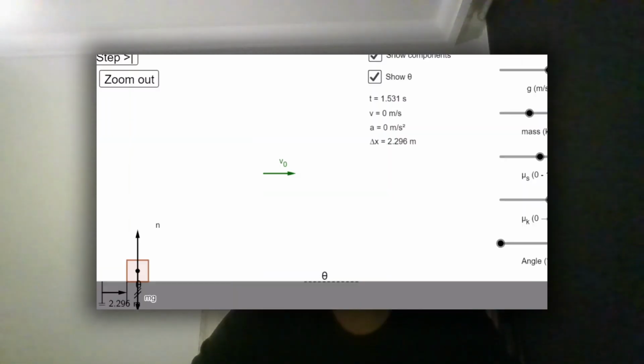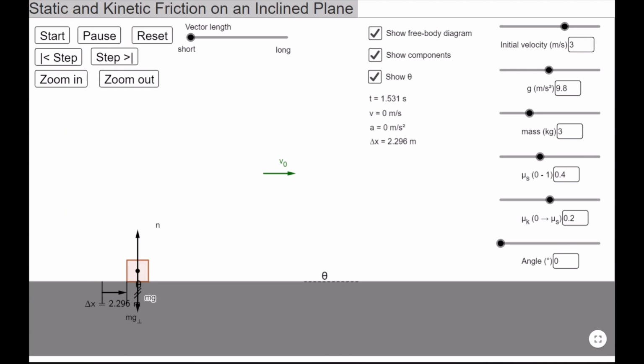Let's skip to the procedure. To start, I want to say that I have set our kinetic friction constant as 0.2, our mass as 3 kilograms, our gravitational acceleration as 9.8. Our initial velocity is set as 1 meter per second.